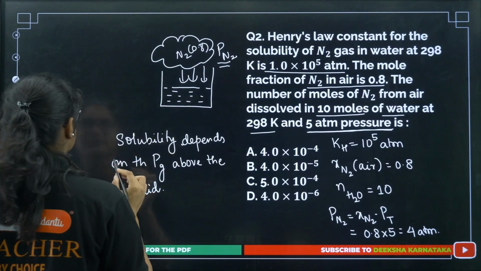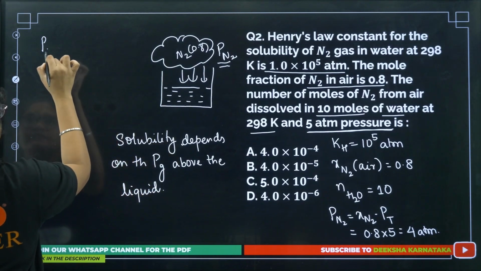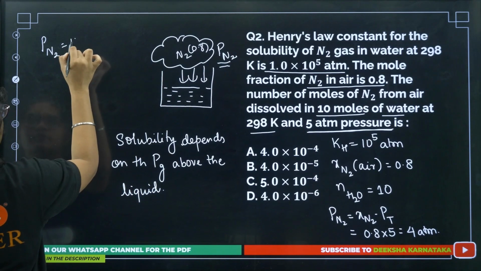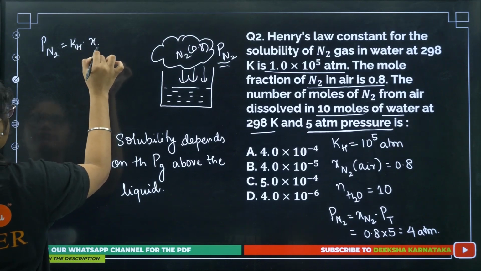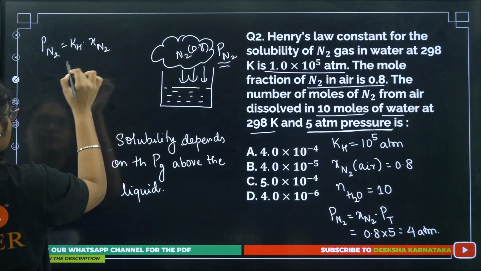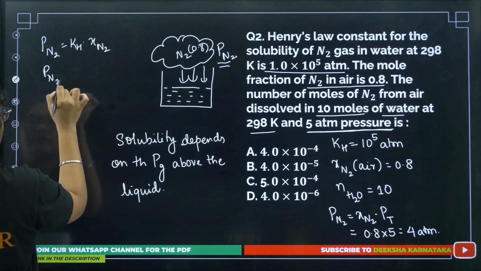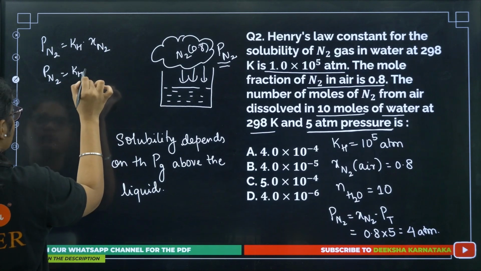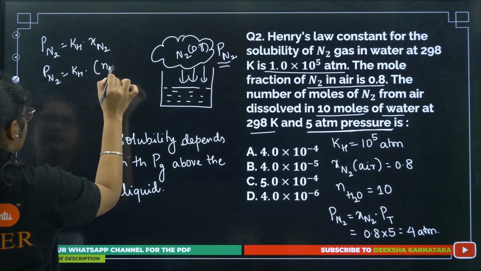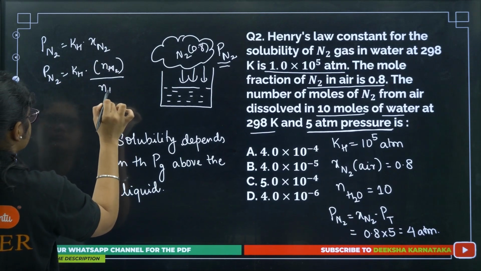Now we can use Henry's law, P of N2 is equal to KH into mole fraction of N2. Okay, solubility. So I can write P of N2 is equal to KH into number of moles of N2 divided by number of moles of water.